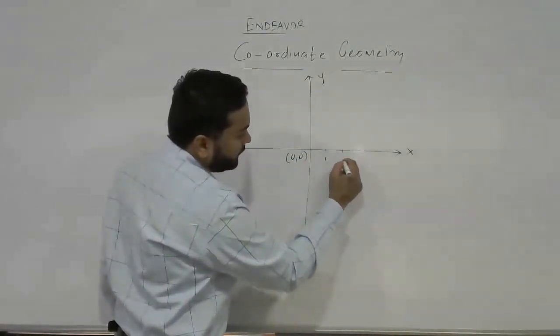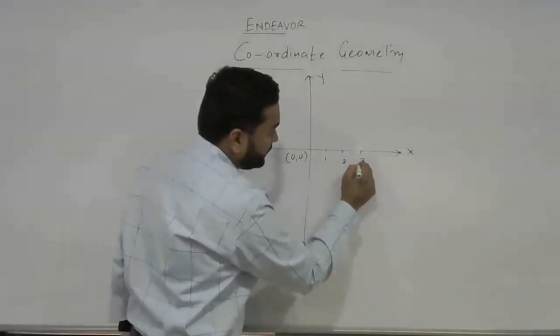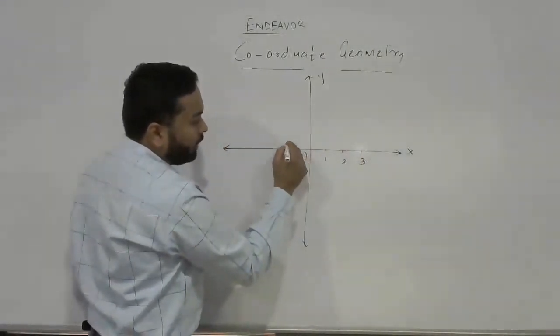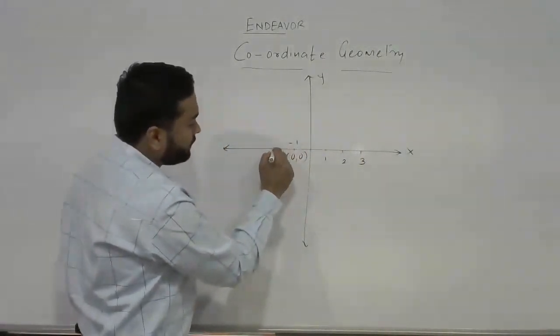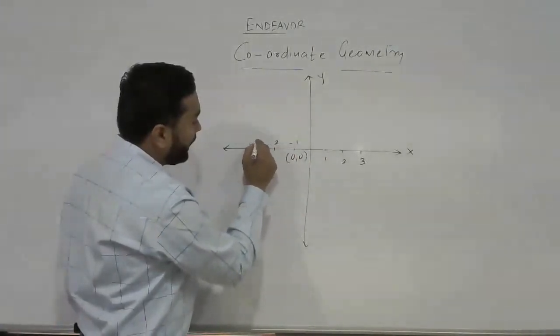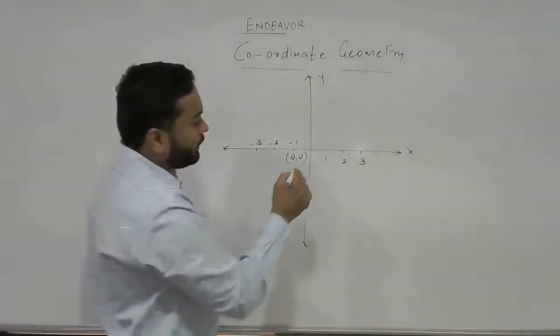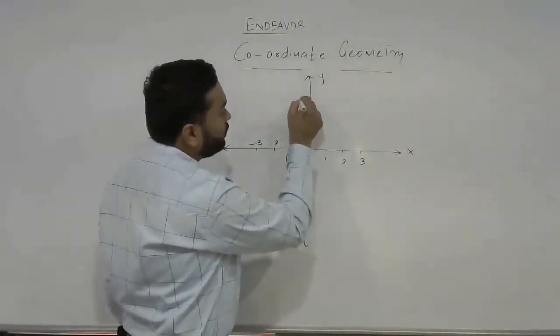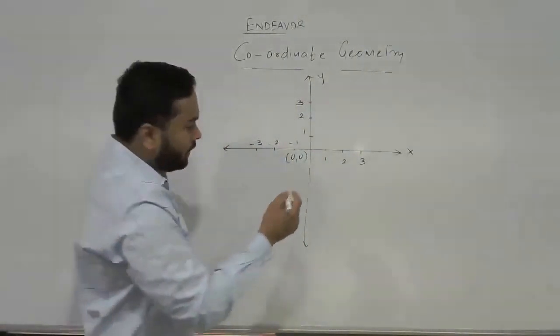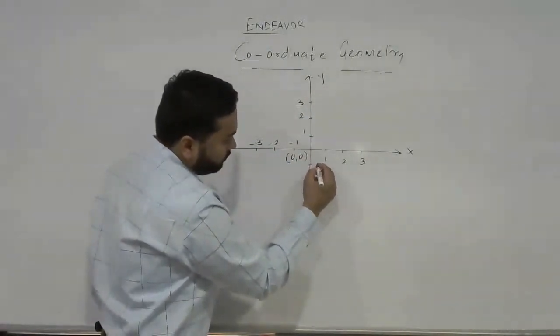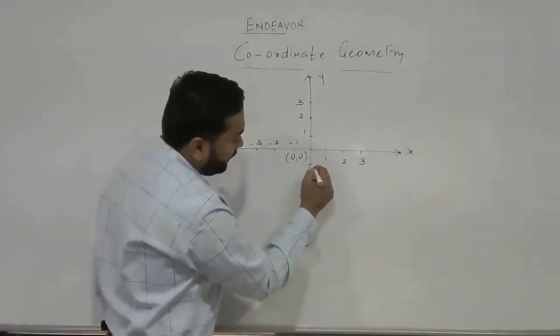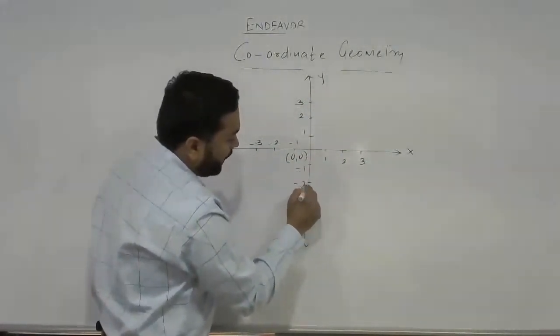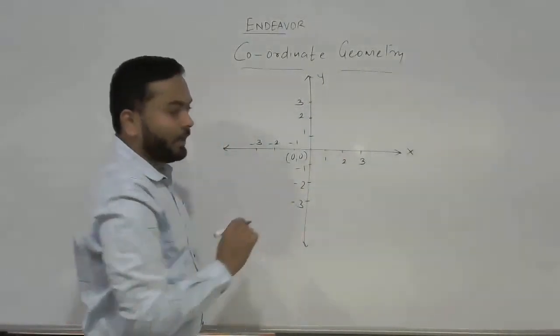Before we start with the topic, let's see what coordinates are. This is the y-axis and this is my x-axis. This point is nothing but (0, 0). This is 1, plus 2, plus 3 and so on. This is minus 1, minus 2, minus 3 and so on. Similarly, on the y-axis we have plus 1, plus 2, plus 3, and on the negative y-axis we have minus 1, minus 2, minus 3 and so on.